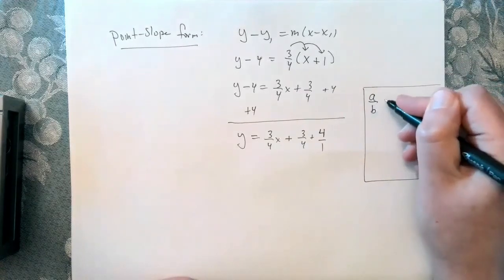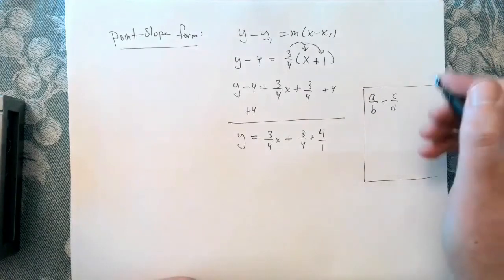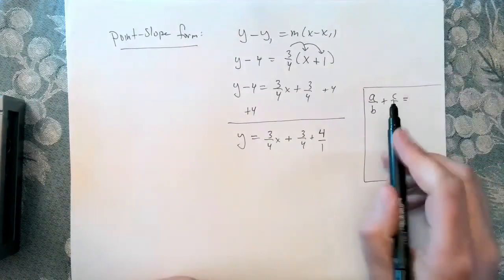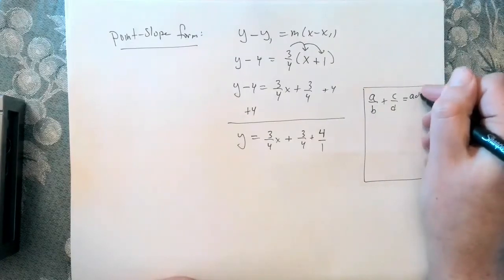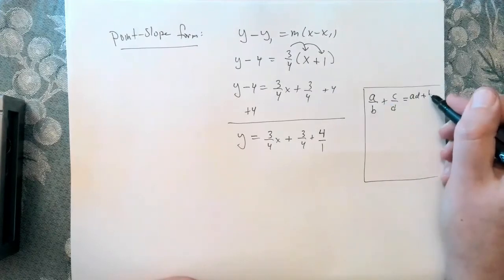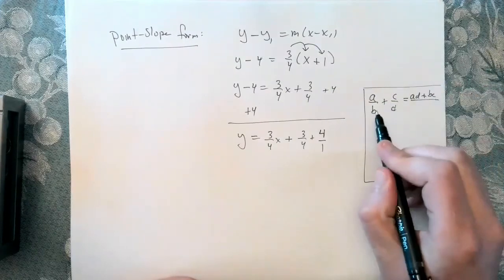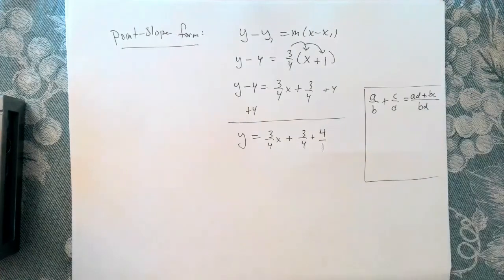If I have a over b plus c over d, and neither of these are 0, then their sum is this product, so AD, plus this product, BC, over this product, BD. That's not hard to verify.